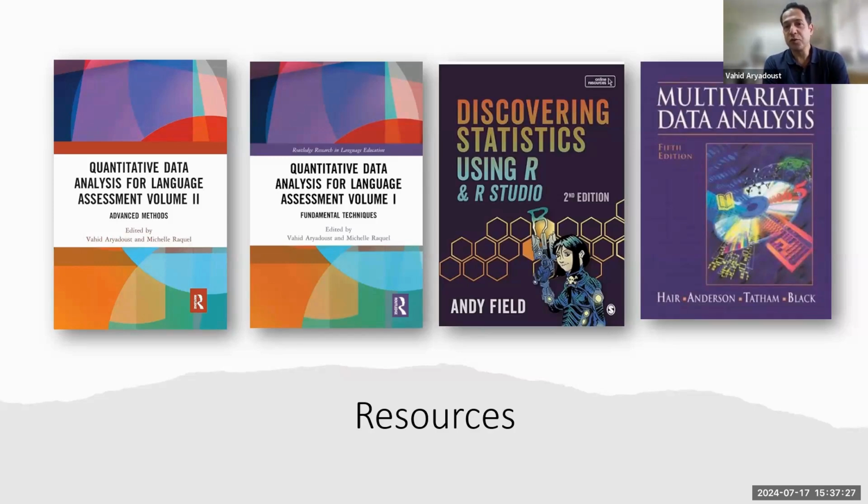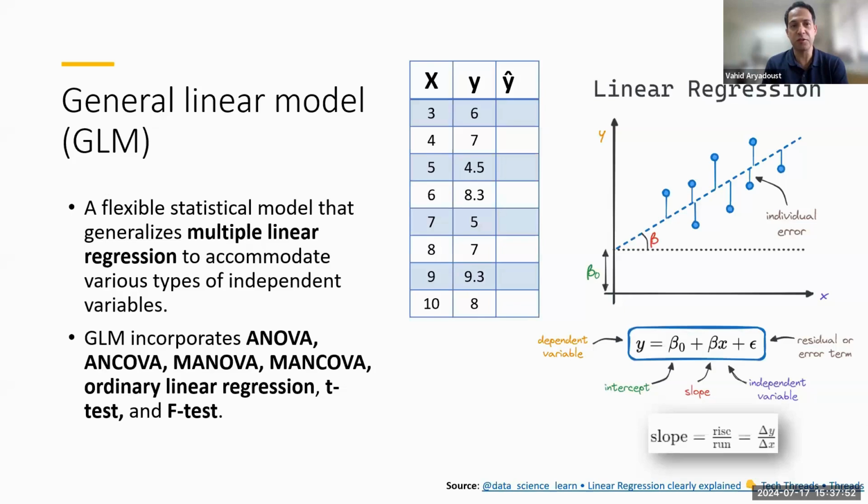But there are two other books, Discovering Statistics by Andy Field, and also Hair and colleagues, who have written this very famous book, Multivariate Data Analysis. The one I'm referring to is the 8th edition. It's a very famous and influential book. So that's just a very preliminary introduction to this workshop and to the resources. And without any further ado, I would like to get started with linear regression.